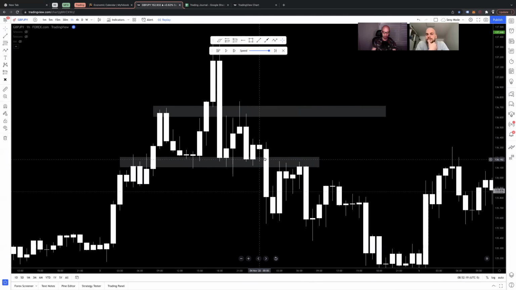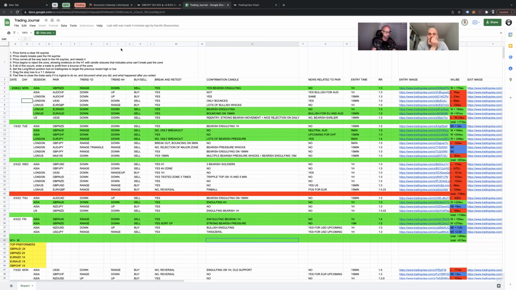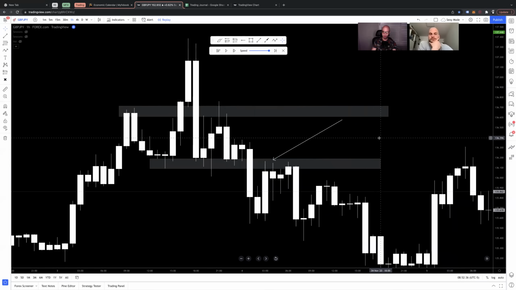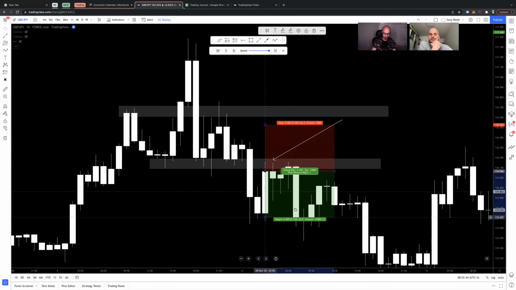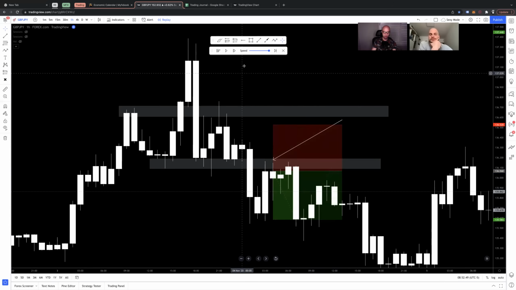Then the next setup comes along. You have a support resistance level right here, all the recent lows, and price pushes up into it. You have that simple rule on the 1 hour, which is so simple: price begins to reject the zone, showing evidence in the 1 hour with candle closures that indicate price can't break past the zone. So literally on that first little pin bar rejection, the candle didn't close above the zone, so you enter a sell. Put your entry right before the previous lows. These are the previous breakout lows.